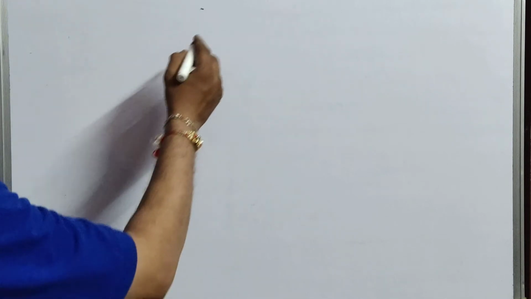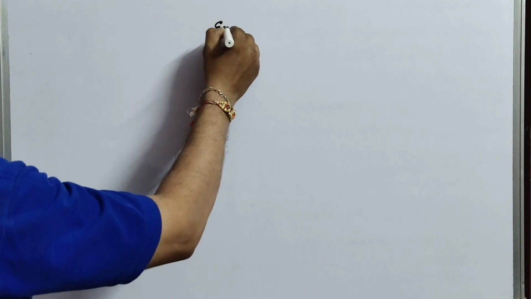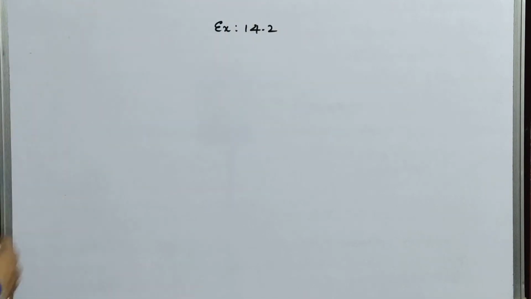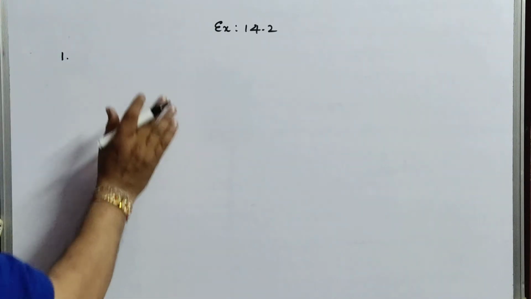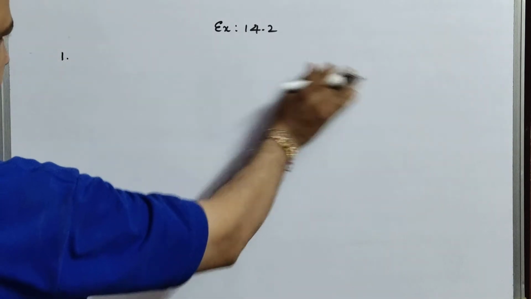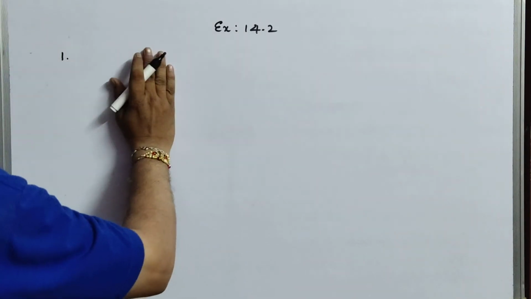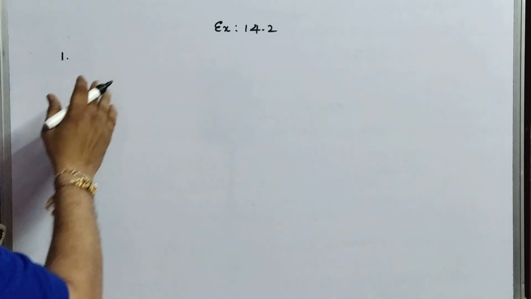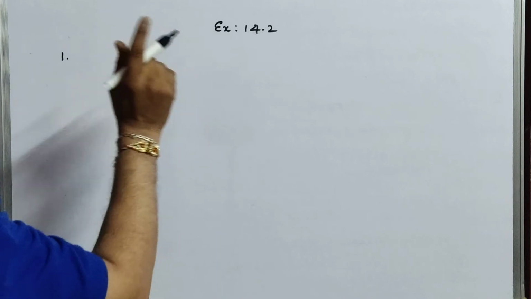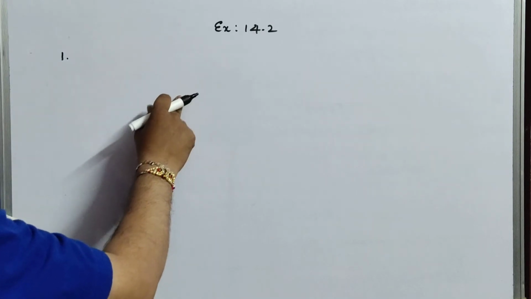Frequency distribution table means, listen very carefully. First, exercise 14.2. You write this sum in the textbook, that means classwork. First write the question, children. If you are unable to write the question, if it is a big question, then no problem, but small questions you can write. So here he has given blood groups, and the first question he asked is to represent this data in the form of a frequency distribution table.